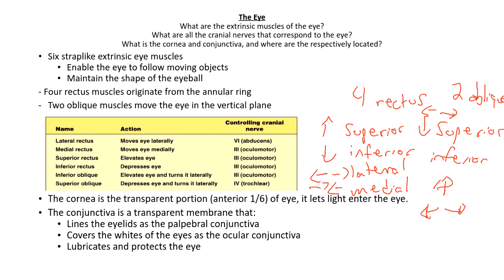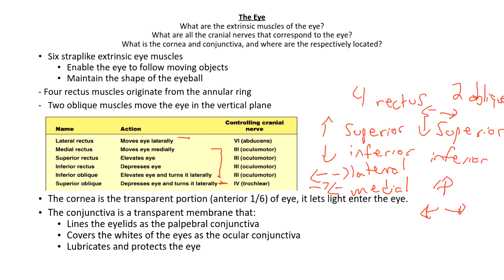Okay, the cranial nerves that correspond to the eye. We have, remember the six, the oculomotor that innervates four of the six eye muscles, which are these here. And then we have the abducens, which innervates the lateral rectus. And then we have the trochlear nerve, which innervates the superior oblique.